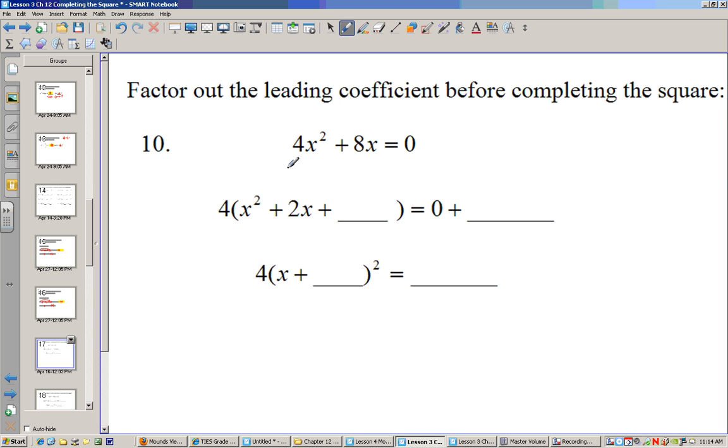Now for number 10, you factor out a 4 to get x squared plus 2x. I'll have to add a 1 to make that a perfect square. And I'm not adding a 1, I'm actually adding a 4.